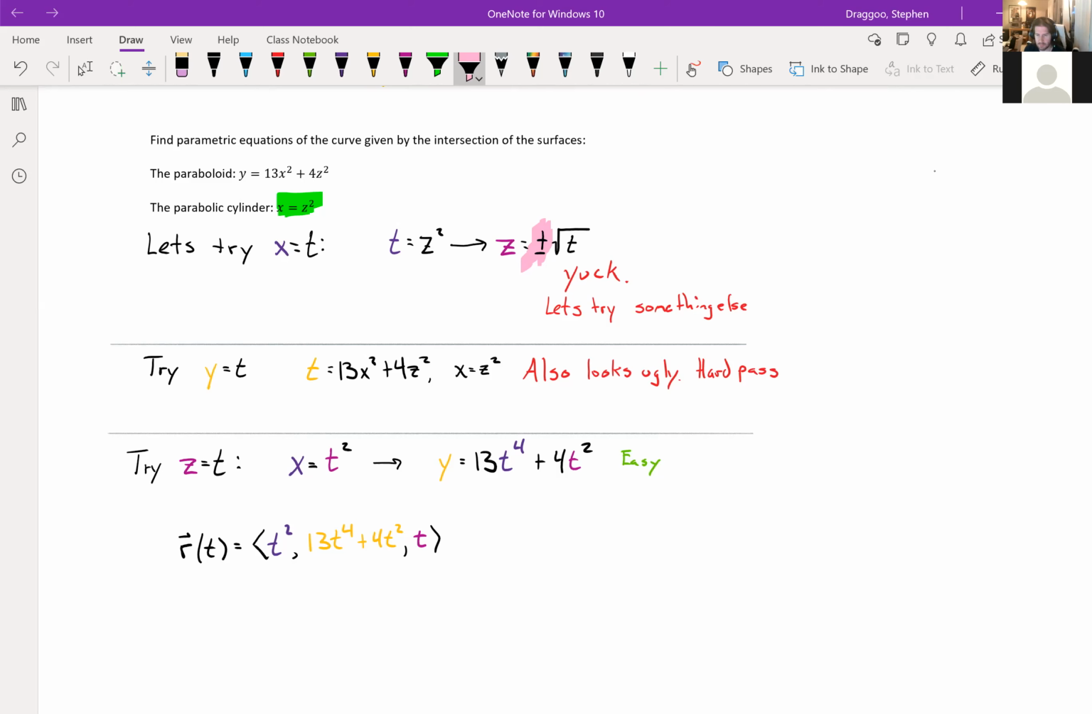After trying three of them, there was one that was easy and two that were not easy. So don't go with the ones that are not easy, since the idea is it's supposed to come out to something nice to work with.